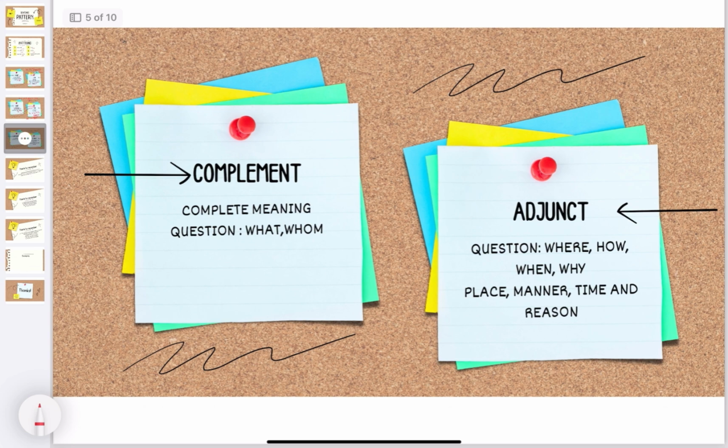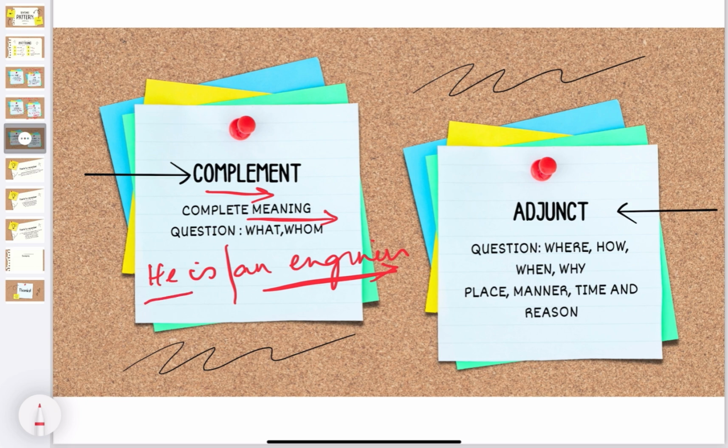Next is complement. So here, complement always completes the meaning of the sentence. If you remove the complement from that sentence, the sentence wouldn't be grammatically right. It wouldn't make much sense. For example, we can take the same example. He is an engineer. Okay. So if you remove an engineer from the sentence, he is, you will not get a perfect meaning. He is what? You get it? So the words that are required to complete the meaning of a sentence are called a complement.